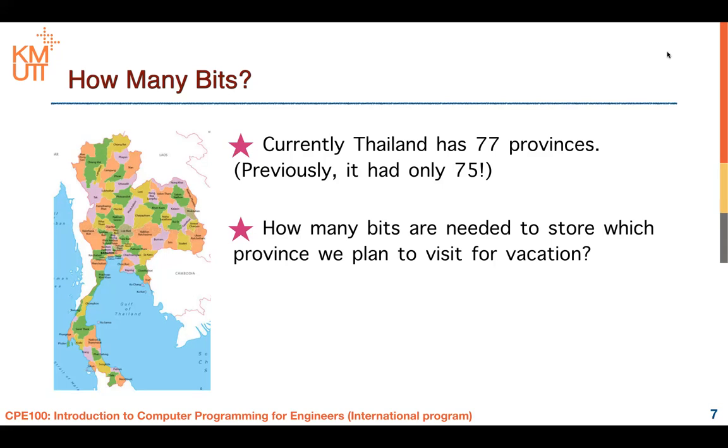Coming back to this question: how many bits to represent the number of provinces in Thailand? The answer is 7, because 2 to the power 7 is 128, and 77 is less than 128. Okay, that's nice. So you have the idea of the number of bits that you are going to represent.